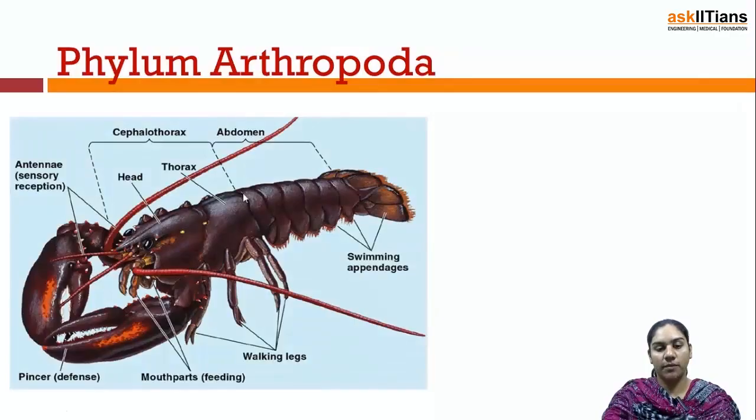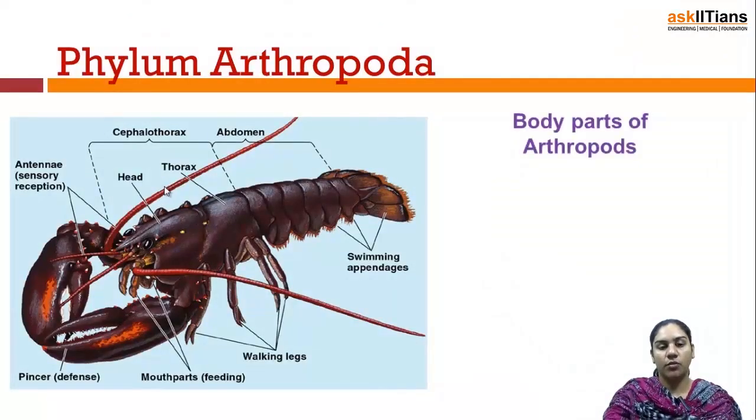So this shows the body plan of the arthropods. In the body parts you can see the cephalothorax and the abdomen part, if they are divided into two parts, and they may have head, thorax and abdomen. And the body is segmented.